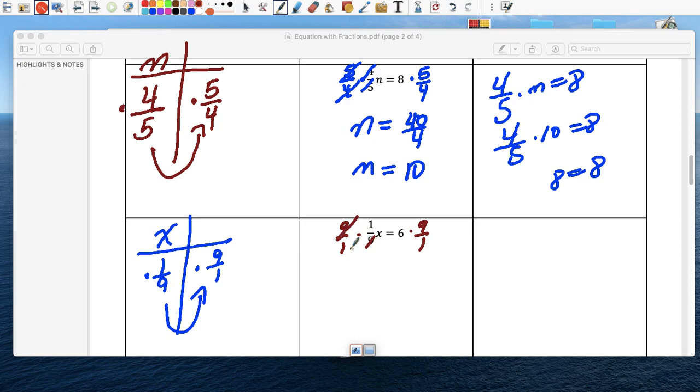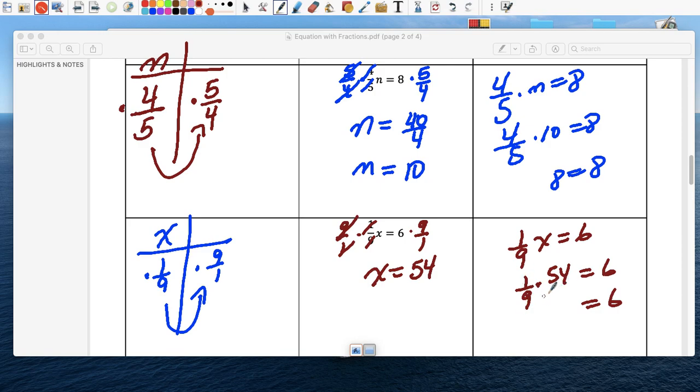Well, this is all going to simplify nicely to just 1s, right? 1, 1, 1, 1. And 1 times x is just x. On the other side, 6 times 9 over 1 is just 54. So copy the original equation, and I'll replace x with 54. And what's 1/9 of 54? I'll put that 54 over 1. 1 times 54 is 54, 9 times 1 is 9. And what's 54 divided by 9? So this whole thing becomes 6.